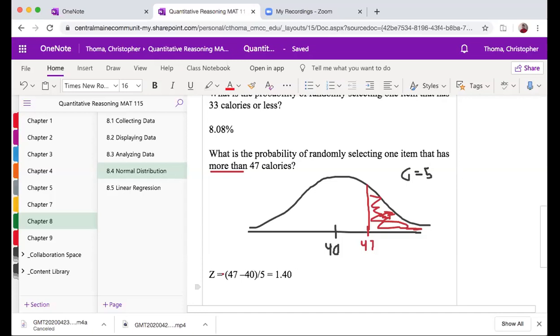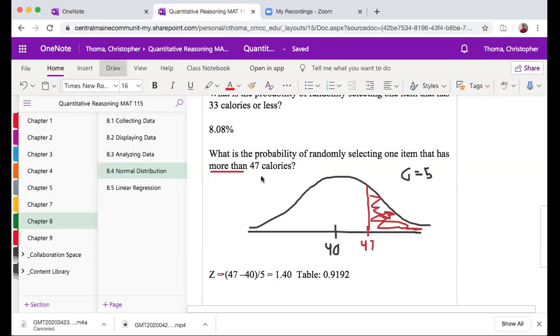This actually works out good because it gets me to prove a point here. So now I go to my table, and I get a value of 0.9192. But I have to do what with that number? The complement. I have to do the complement because I'm colored the wrong way.